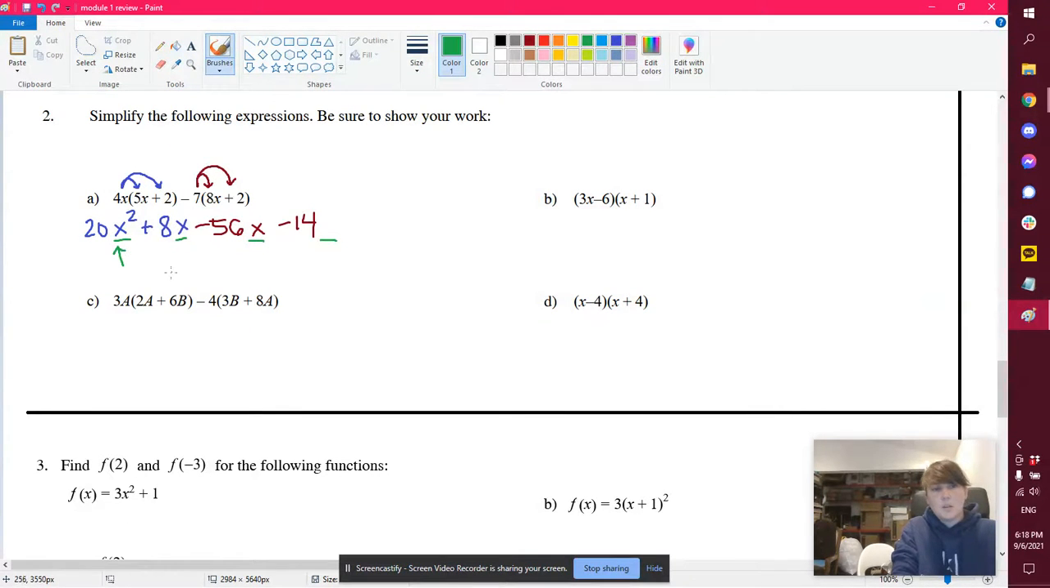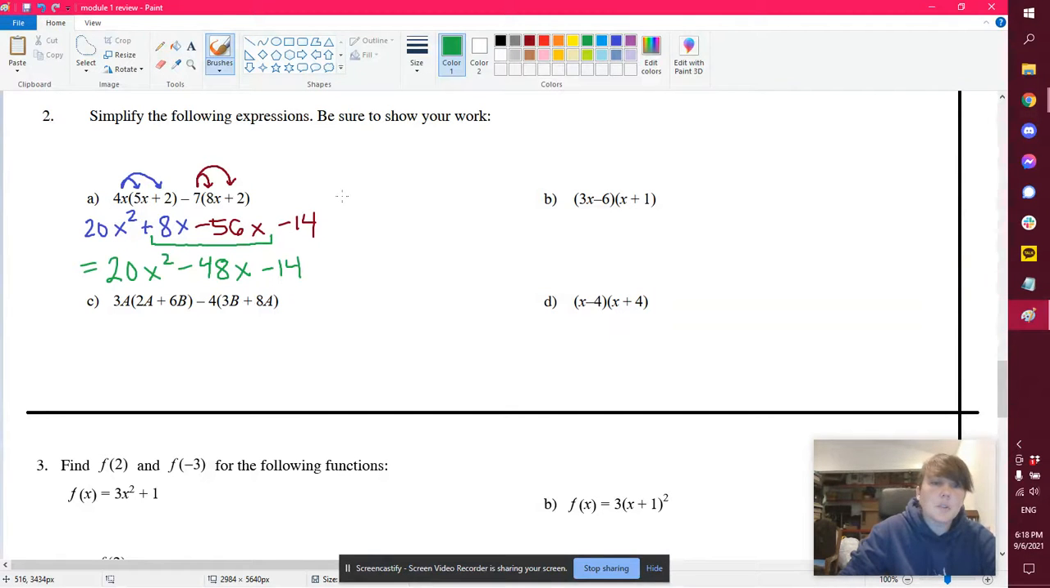Now we check what are the things we can actually multiply together or add together. We can't add anything with the 20x squared because there's no like terms. There's nothing else with an x squared. We can add the positive 8x and the negative 56x because those both have only x's, like only one x. So negative 56 plus 8 is negative 48x. And then the 14 also has no like term. There's no other just numbers. So we just write that again. And then this is a finished problem because there's no more like terms.